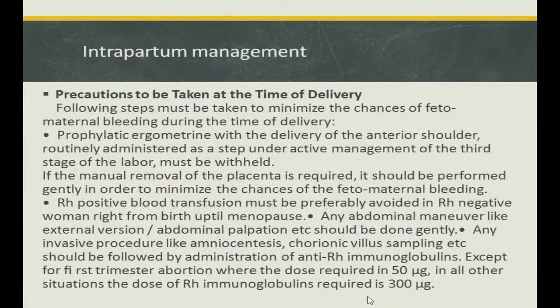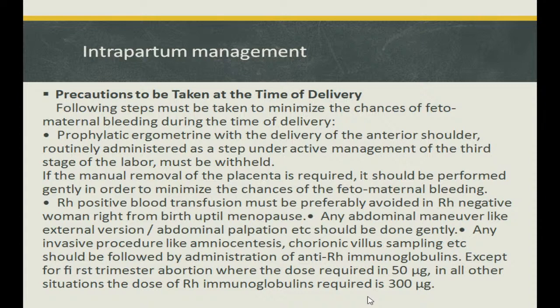And intrapartum management. The following steps must be taken to minimize the chances of fetal maternal bleeding during the time of delivery. Prophylactic ergometrine with the delivery of the anterior shoulder, routinely administered as a step in the active management of the third stage of labor, must be done. If manual removal of the placenta is required, it should be performed gently in order to minimize the chances of fetal maternal bleeding.